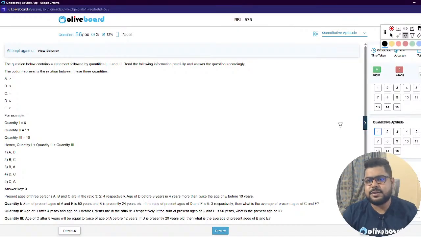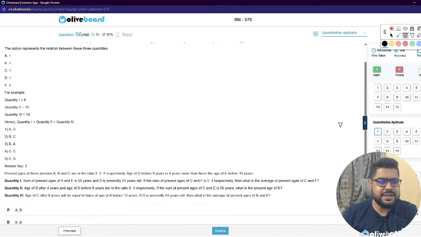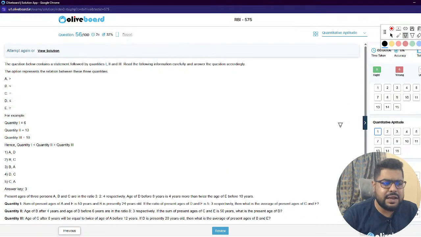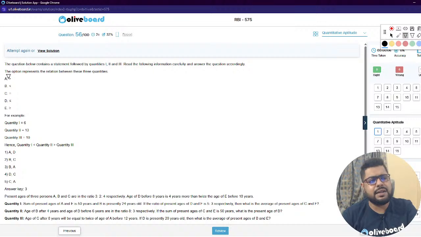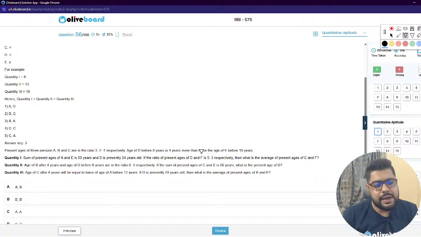So this is the first question of the day. That is a quantity comparison question. Now this exact type has started to come from the 2023 RBI exam, right? Now let's figure out Q1, Q2 and Q3 first.